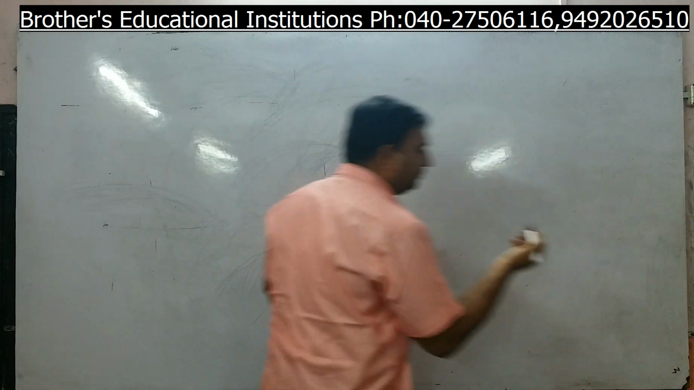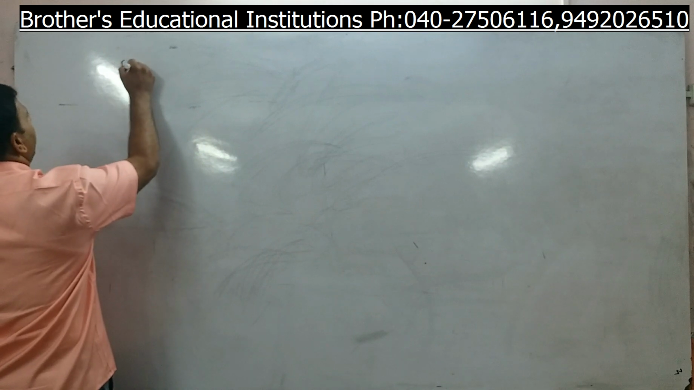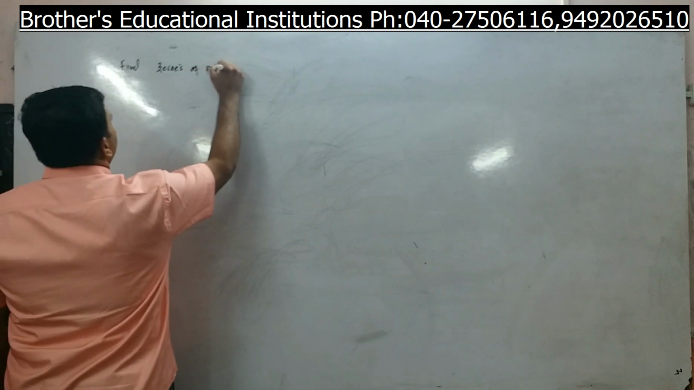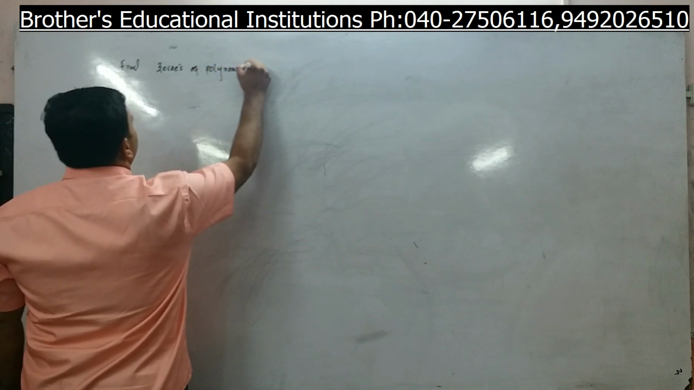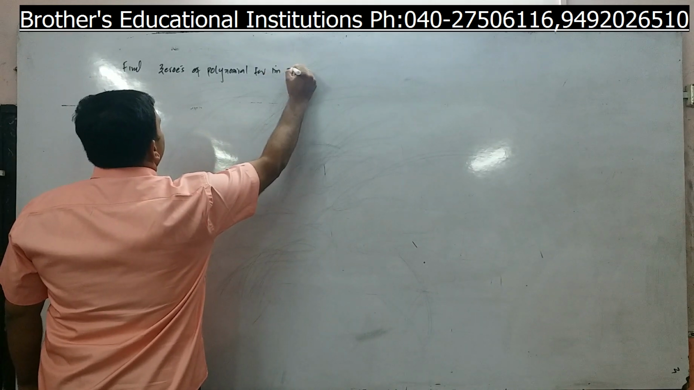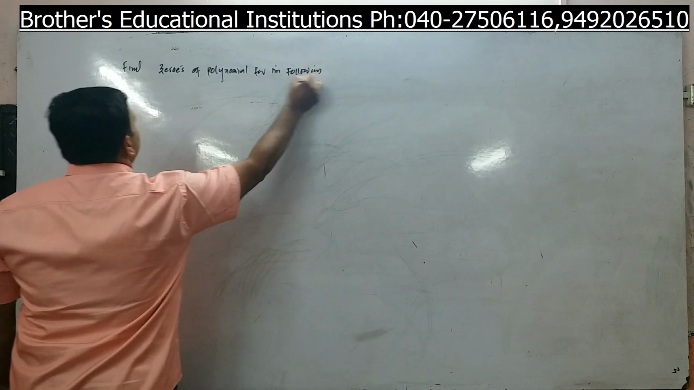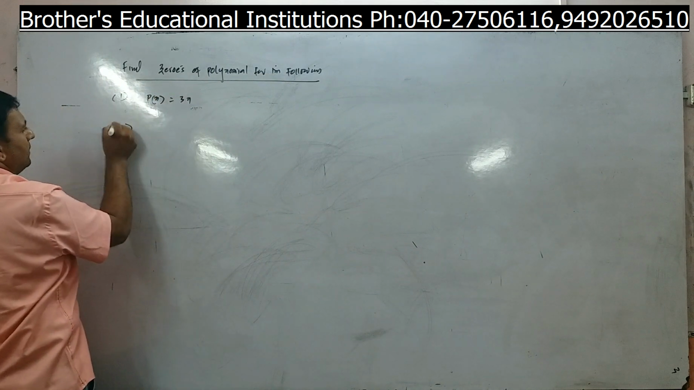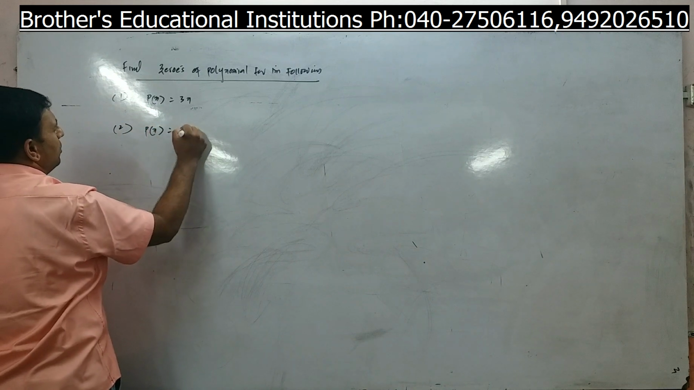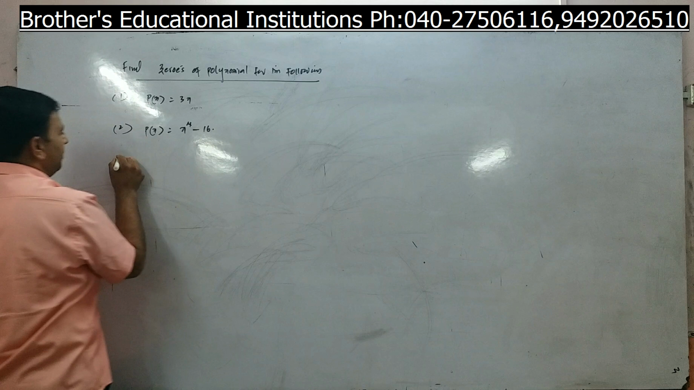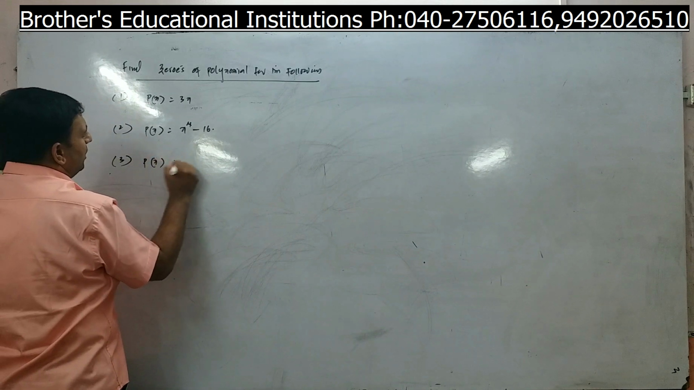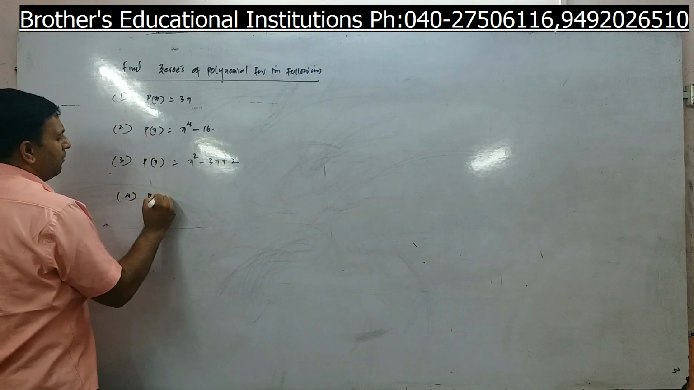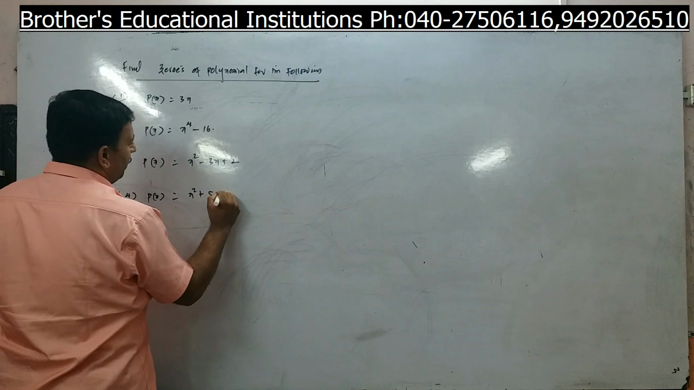Let us take an example. Find the zero of the polynomial for the following. First, p of x is equal to 3x. Second bit, p of x is equal to x power 4 minus 16. Third bit, p of x is equal to x square minus 3x plus 2. Fourth bit, p of x is equal to x square plus 5x plus 6.